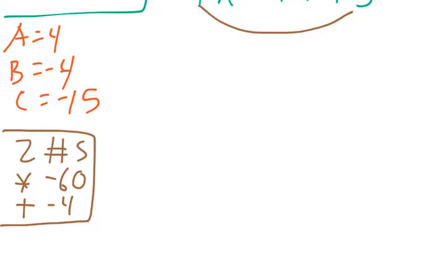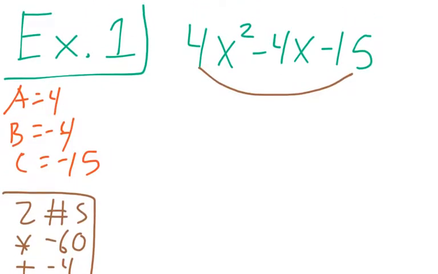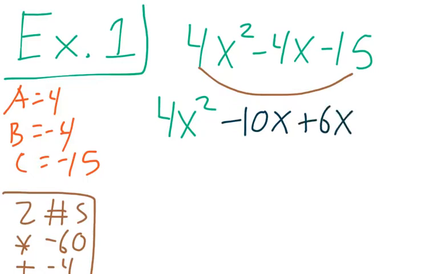If you did, great. If you didn't, here's your help. Negative 10, positive 6. Okay, so negative 10, 6, those are my magic numbers I'm going to use. But again, I'm not going to just make it x minus 10, x plus 6. Instead, I'm going to split apart the middle term, that b term, into negative 10x plus 6x. And I have that minus 15 at the end.